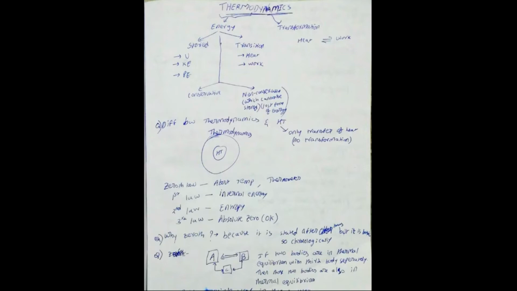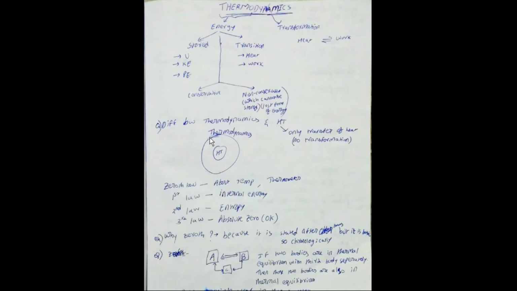First, thermodynamics. Thermo represents energy. It can be stored energy or energy in transition. Stored: internal energy, kinetic energy, potential energy. Transition: heat to work. Dynamics means transformation, heat to work. Energy can be conservative or non-conservative. Conservative energy can be stored; non-conservative cannot be stored, like energy lost through friction.